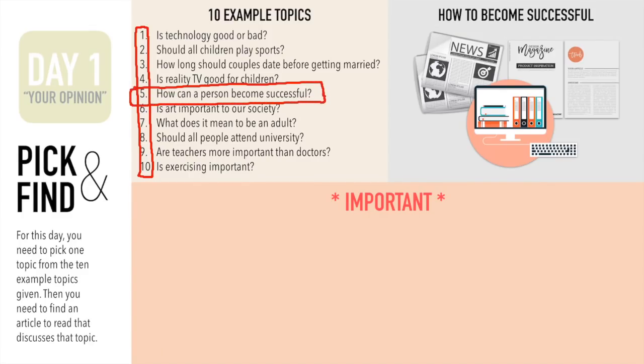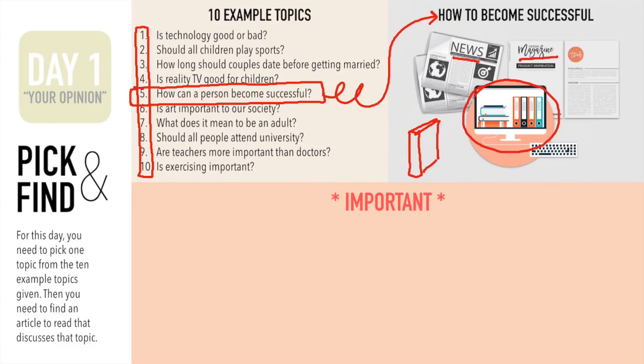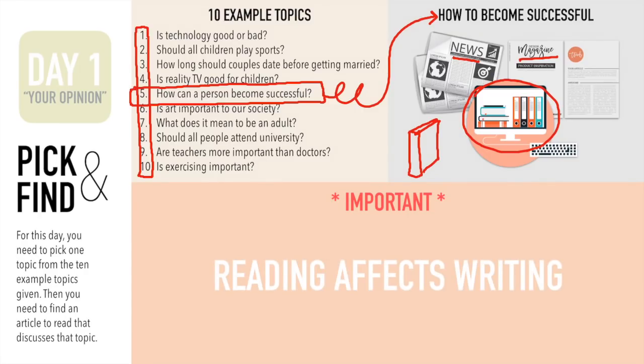So I start out by using this topic example, and I can go to a newspaper, I can go to a magazine, or I can even go online to a blog or some other source. You can also use a book. If you find a book that talks about the topic that you've chosen, you can also use a book as well. Now, the important thing to remember is that reading affects writing.